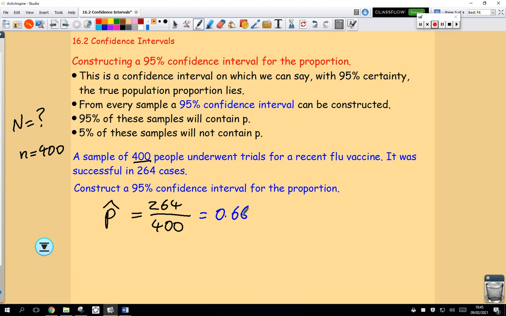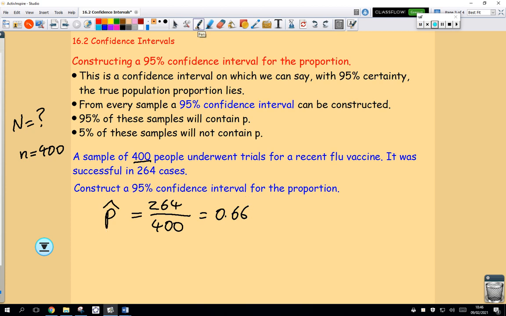Even before I go to the next thing, if you think about this, if I'm saying that the proportion of people in my sample where this flu vaccine was successful was 66%, we might say, well, look, if 66% of trials were successful, then maybe 66% of the actual population would be successful. Okay? However, there's a margin of error in there, and we're going to calculate that margin of error next.